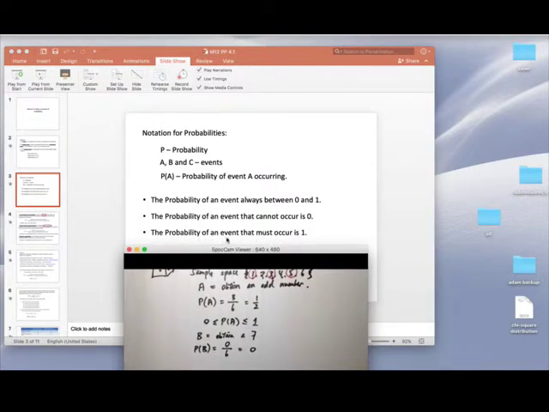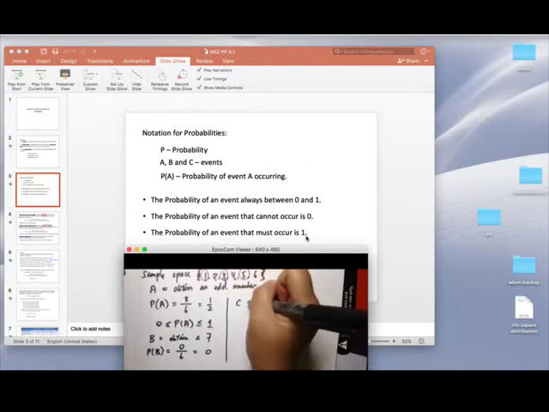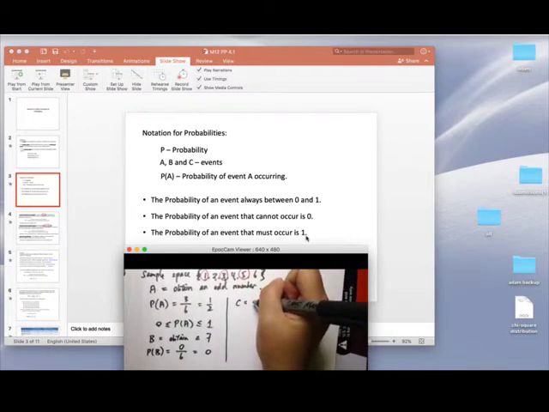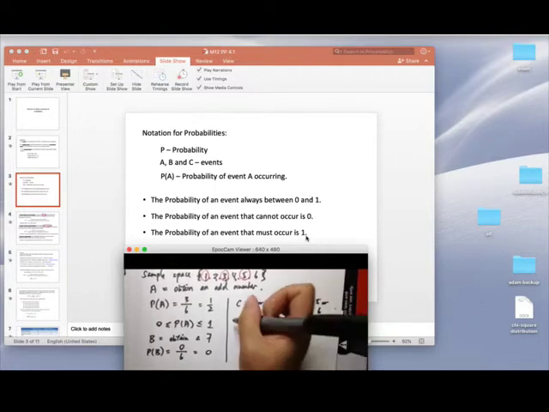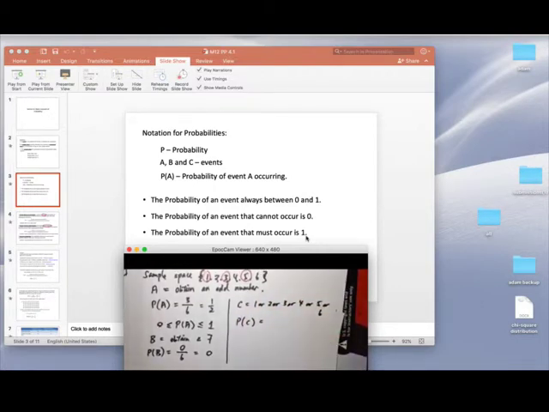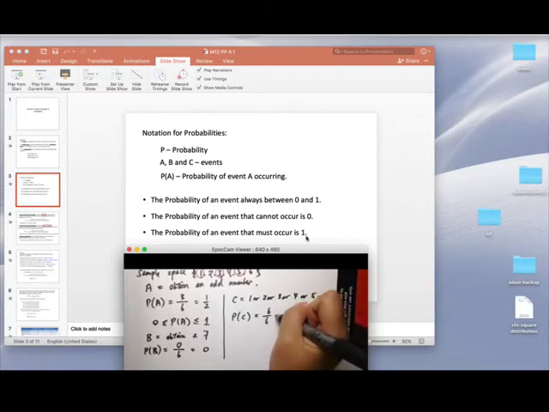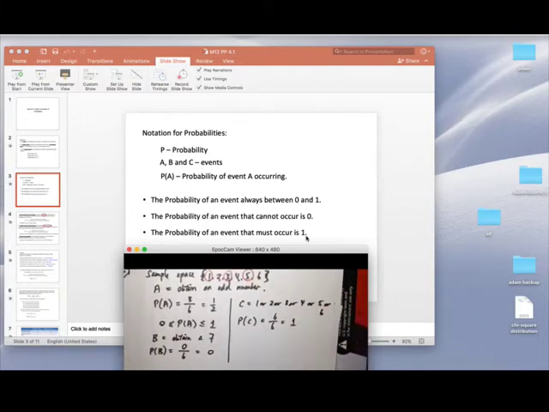The probability of an event that must occur is 1. Another example: let C be the event that I get the number 1 or 2 or 3, 4, 5 or 6. So what is the probability to get C? I can get any number here, right? So that will be 6 over 6, which is equal to 1. So the probability of an event that must occur is equal to 1.